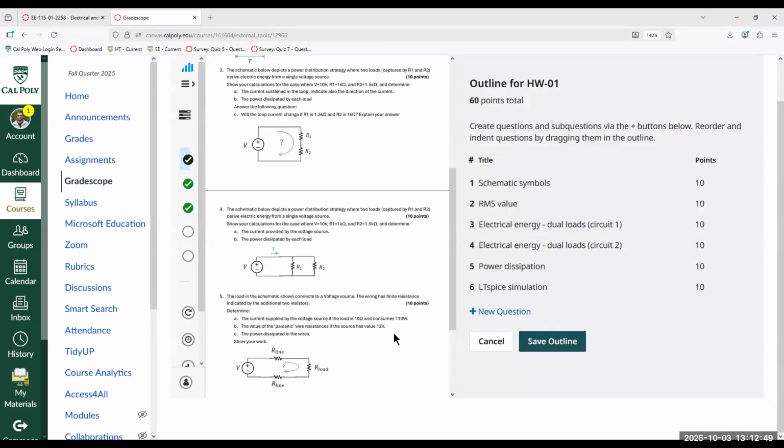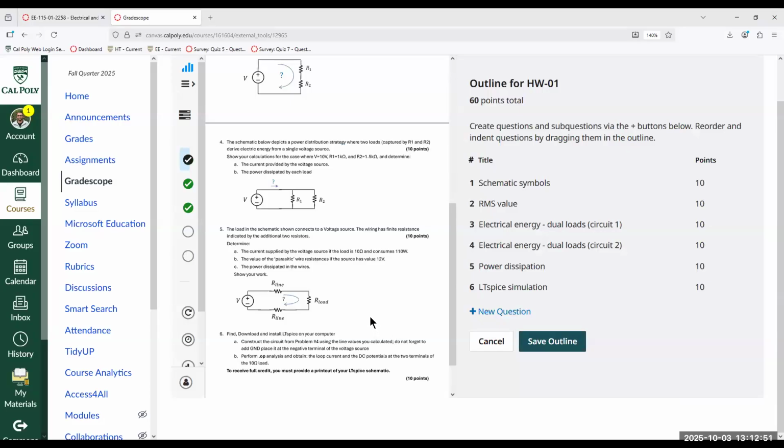All right, 5: a total load in the schematic is shown connected to a voltage source. The wiring has finite resistance. Determine the current supplied by the voltage source. The load is 10 and consumes 110 watts. Then find the value of the parasitic wire resistances. And so you're saying for the answer of part B, you obtain a negative value.